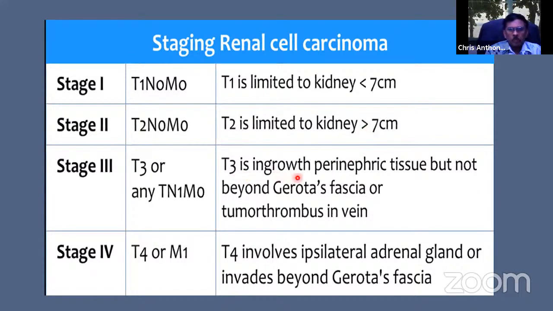T3 is ingrowth of the tumor into the perinephric tissue, but not beyond the Gerota's fascia, or if the tumor thrombus is present in the renal vein. T4 involves ipsilateral adrenal gland involvement or invades locally beyond the Gerota's fascia.